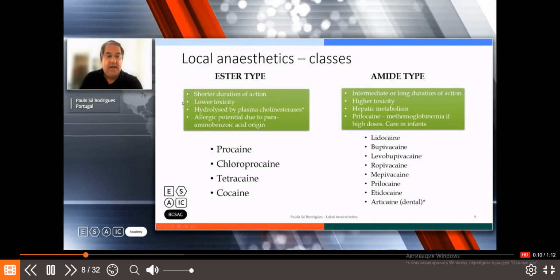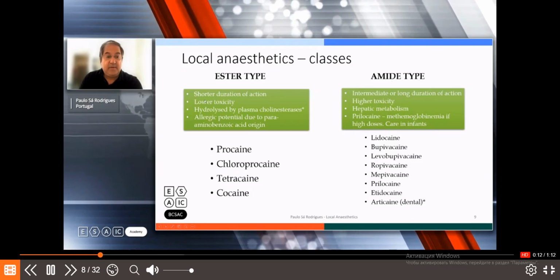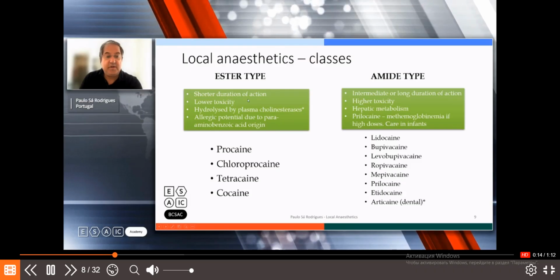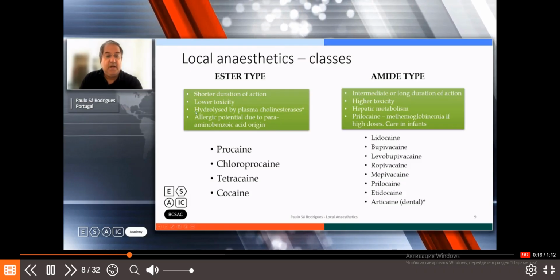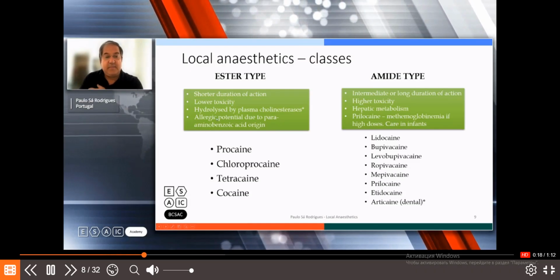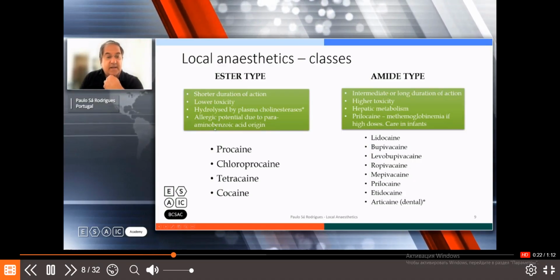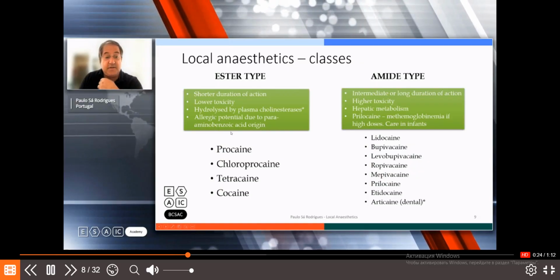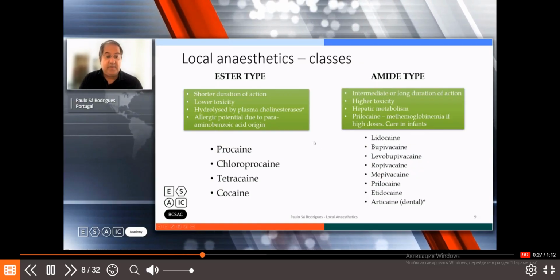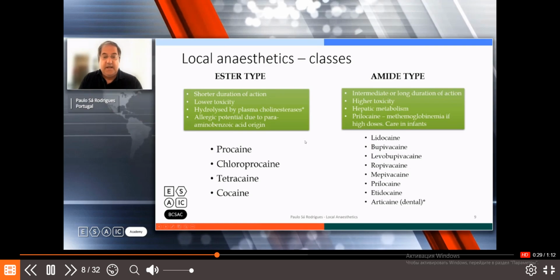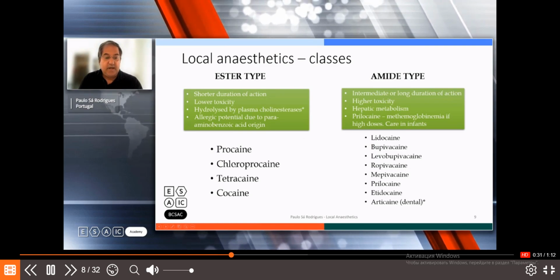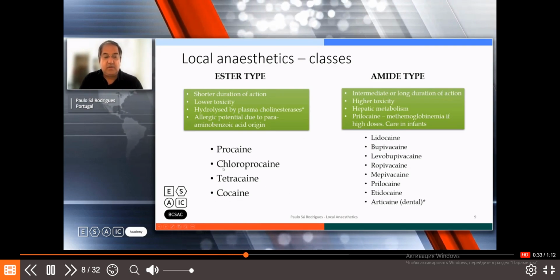There are two main classes of local anesthetics used today, the ester type and the amide type. The ester type characteristics are shorter duration of action and lower toxicity. Most of them are hydrolyzed by plasma cholinesterase, also articaine, and they have the potential for allergies due to para-aminobenzoic acid origin. Some examples are procaine, cocaine and chloroprocaine.